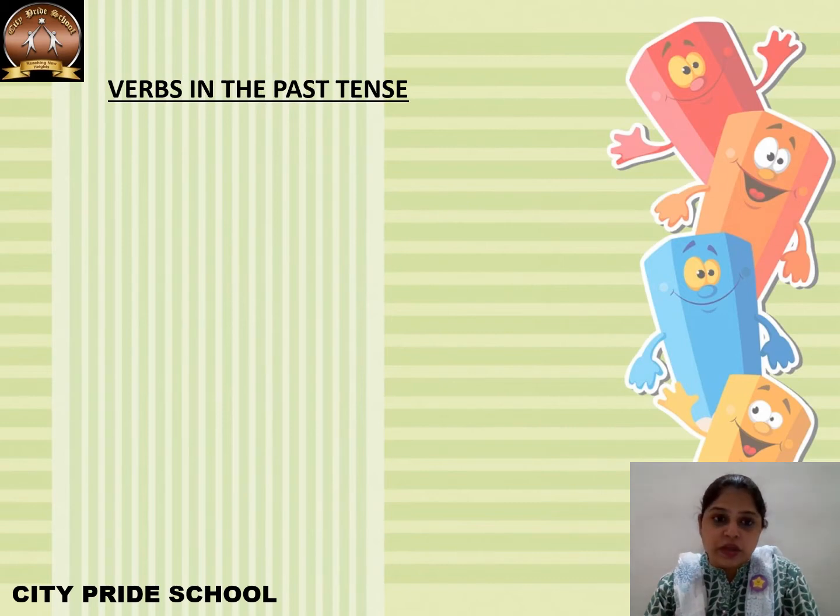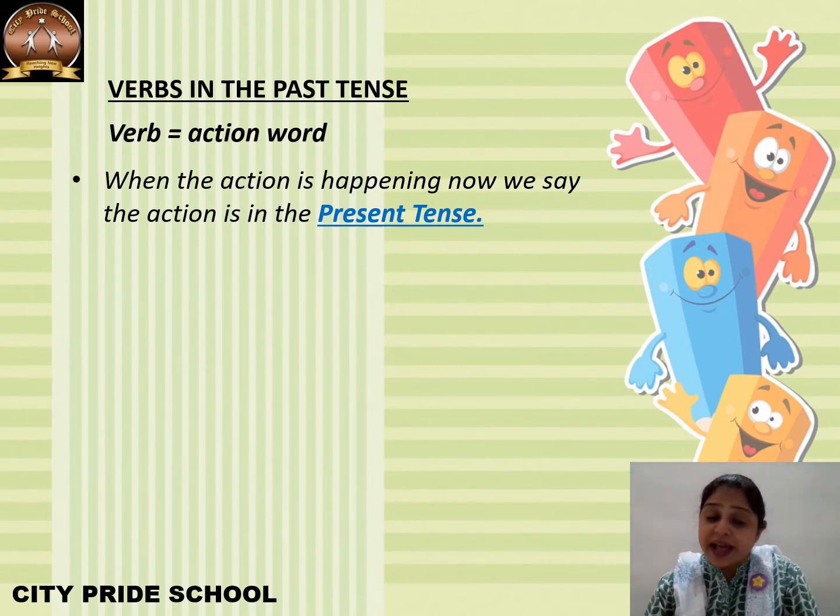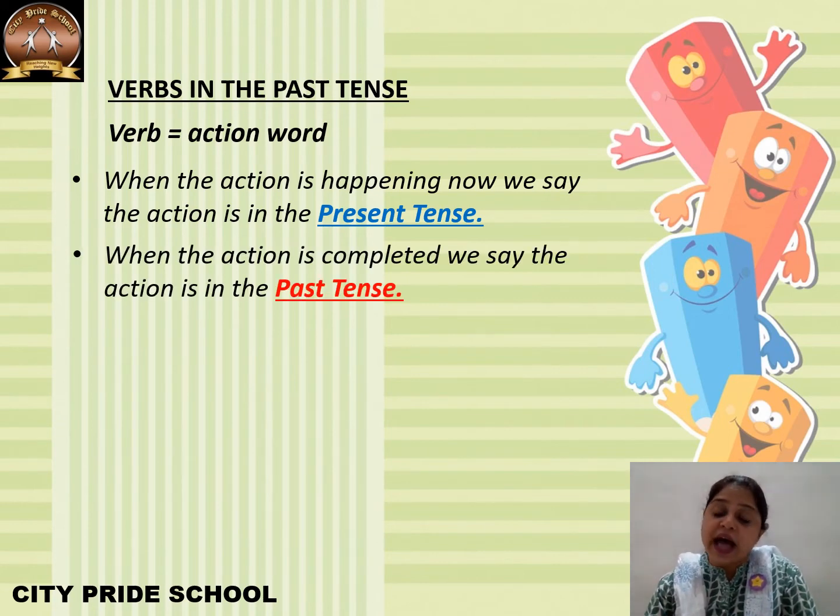Now, as you can see over here, we are going to see the verbs in the past tense. We are right now going to focus only on the past tense of the verbs. Now, as you already know, verbs are action words like jump, hop, skip, dance, eat. These are all the verbs, that means action words. Children, as I already told you, when the action is happening now, we say the action is in the present tense. And when the action is completed, the action is over, we say that the action is in the past tense.